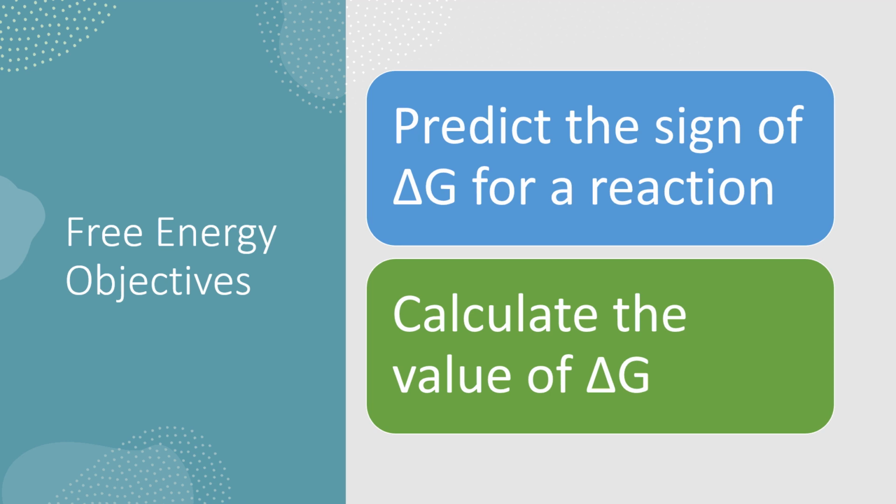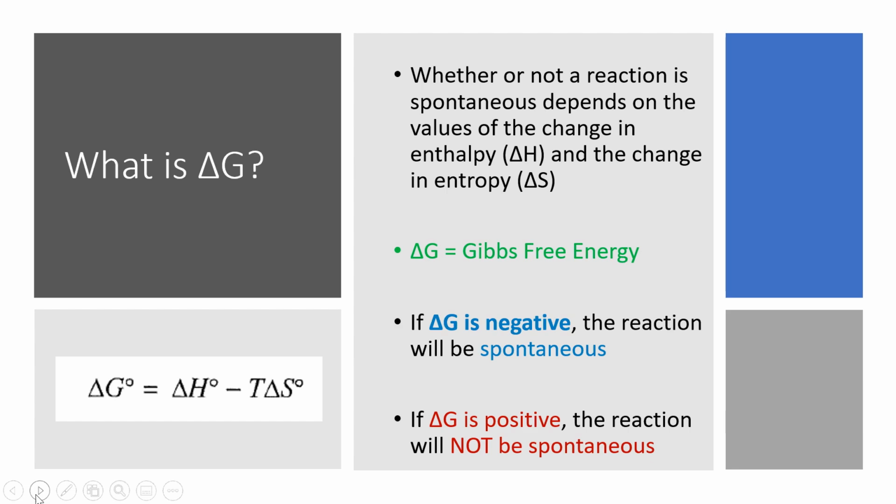Welcome. In this video, we are going to talk about free energy, and we've got two objectives. One, we want to be able to predict the sign of delta G, or the change in free energy for a reaction, and we also want to be able to calculate the value of the free energy change for a reaction. And what is delta G?